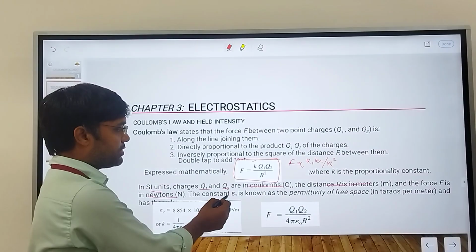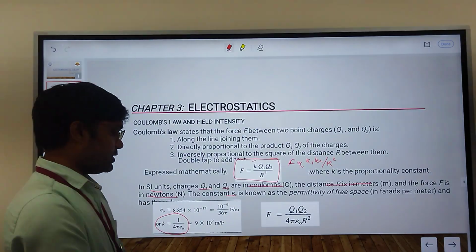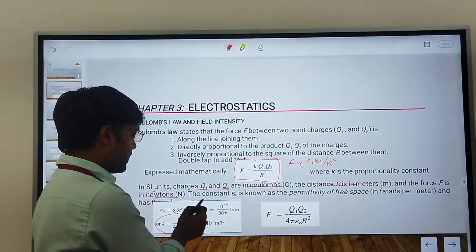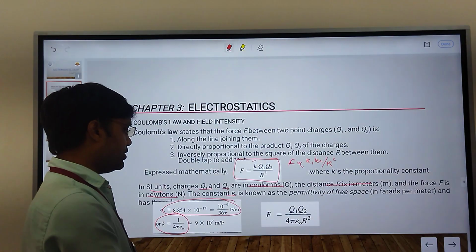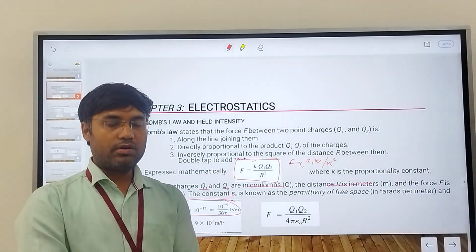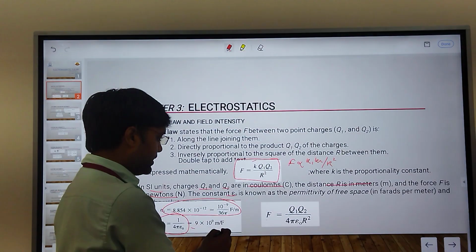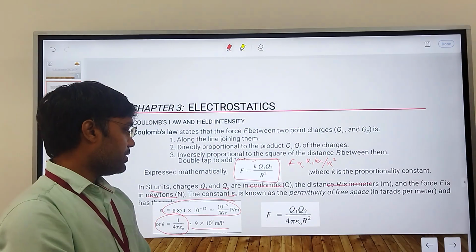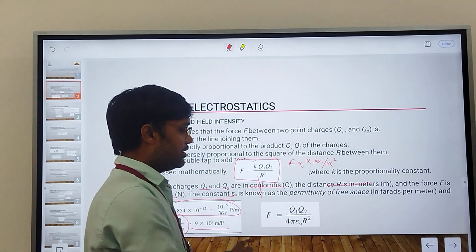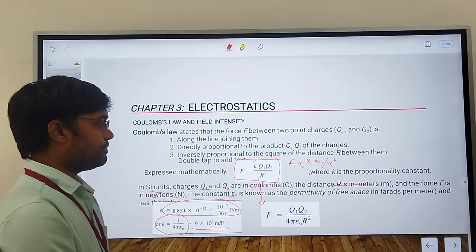So K is equal to 1 upon 4 pi epsilon naught, and the value of epsilon naught is 8.854 into 10 to the power minus 12. This will be used for solving numerical problems. So K will be 9 into 10 to the power 9 meter per farad. So we can write this expression as F equal to Q1 Q2 upon 4 pi epsilon naught R square.